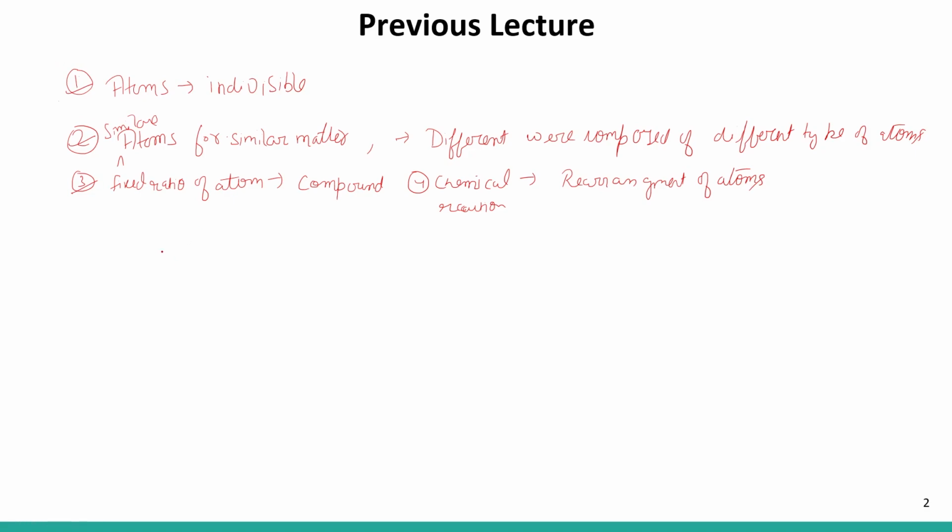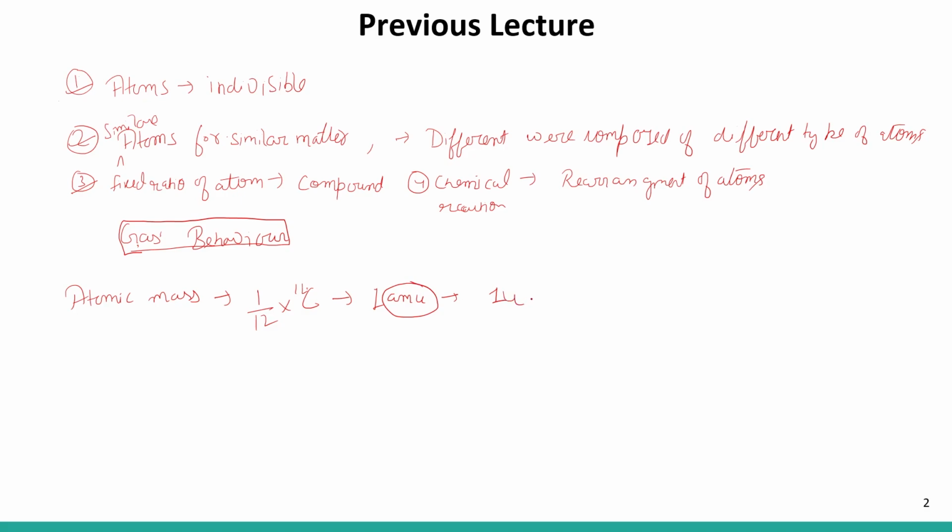Very good, it was good in that, but it has a drawback as it could not explain the behavior of gas. It could not explain the gas behavior. So this was the problem with the John Dalton theory. Then we discussed about the atomic mass. So what is atomic mass? So initially hydrogen was taken as the standard, but later on 1/12 of a carbon-12 atom was taken as one atomic unit. Means it was taken as the standard, which was later replaced by this AMU, atomic mass unit, was later replaced by 1 u. Okay, so this was the atomic mass.